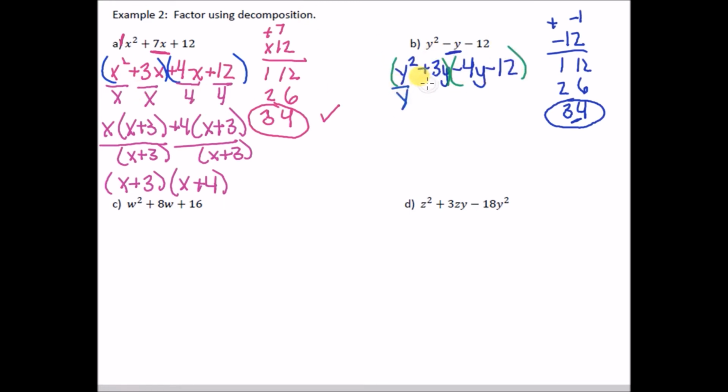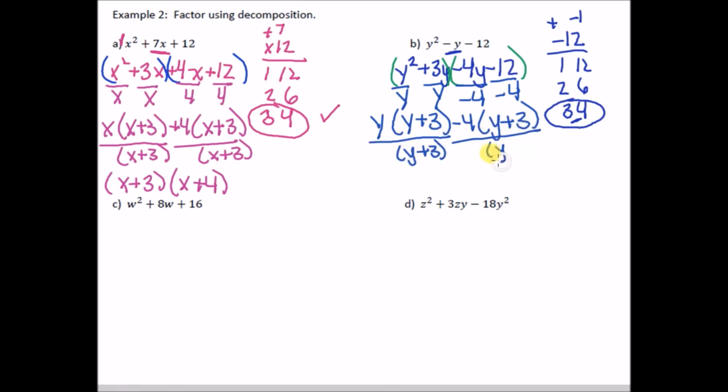So we're going to divide both of the first terms by y, and we're left with y plus 3. And the second terms by negative 4. If the negative sign is leading, always pull it out. And we're left with y plus 3. The common factor here is y plus 3. And we're left with y plus 3, y minus 4.